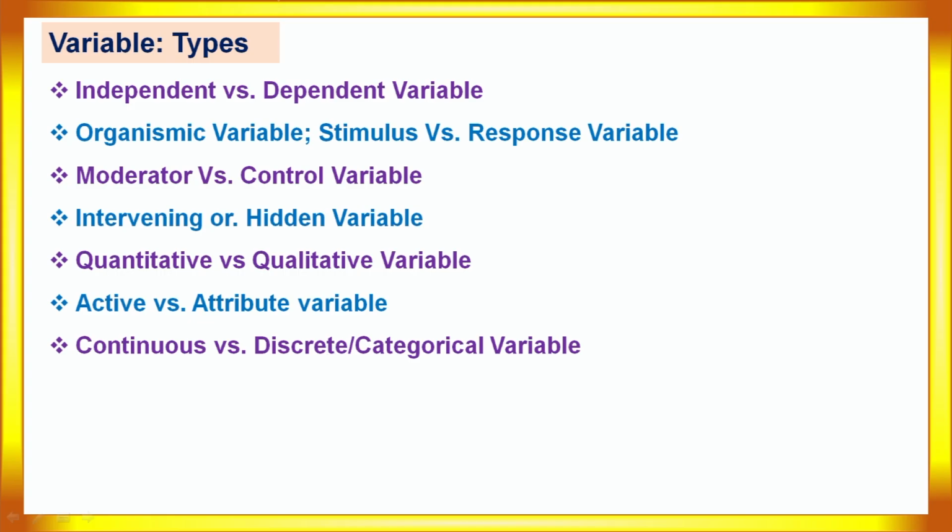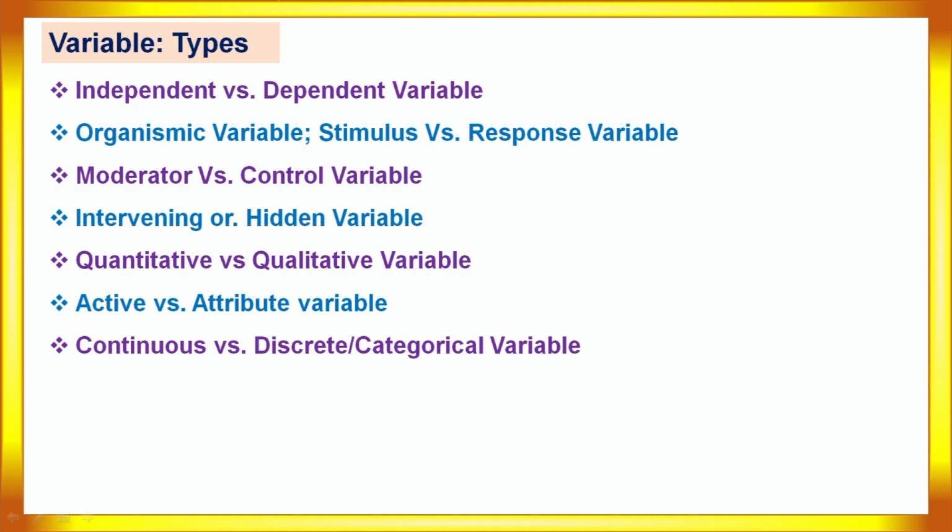There is another type of variable which we call the intervening or hidden variable. An intervening variable is also a type of independent variable which affects the relation between two or more variables which are part of the study. But why is it called intervening or hidden? Because it cannot be observed directly. In the previous discussion we talked about the construct. A construct, which is not directly observable, is an example of an intervening variable.